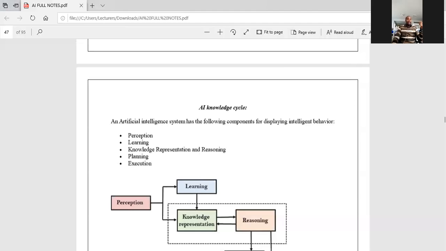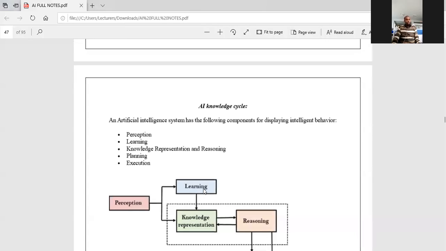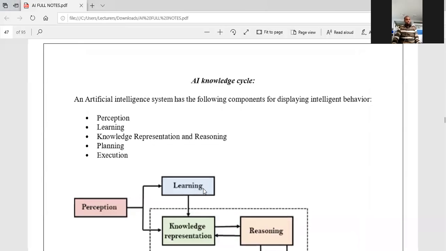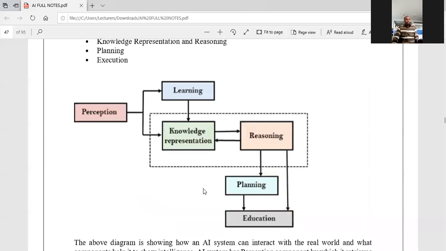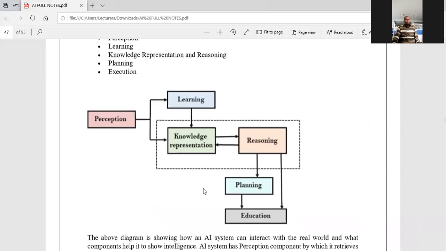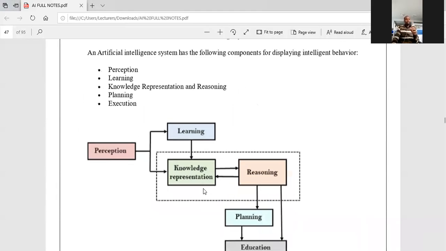And then learning only happens from where? From the knowledge. That's why you see there's this arrow here. Learning only happens from the knowledge. And after, if you give the machine knowledge, that is KR, then you advance to KRR, knowledge representation and reasoning.